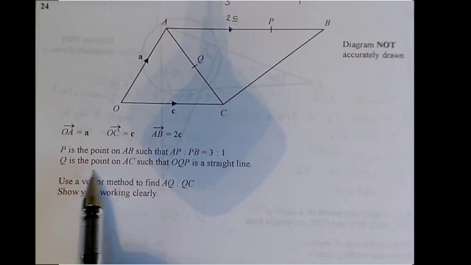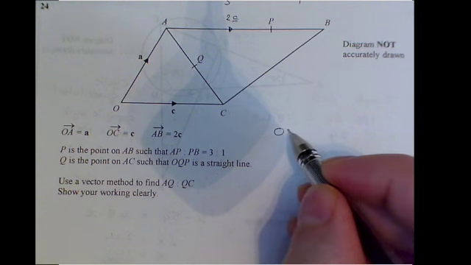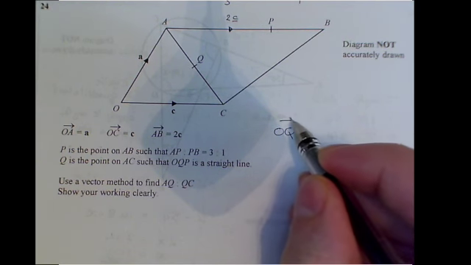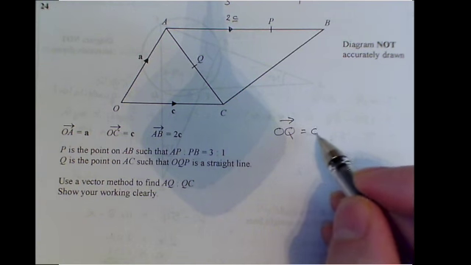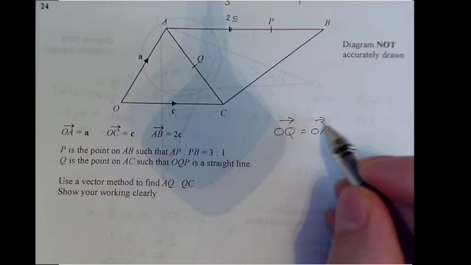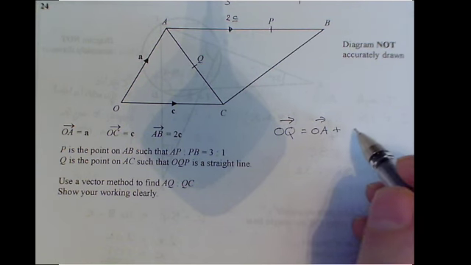So O, Q, P are on a straight line. So if I know what O to Q is and I know what O to P is, I could find out that relationship. Yeah, let's start with that, okay, and then I'll see where we can go with the AQ and QC.